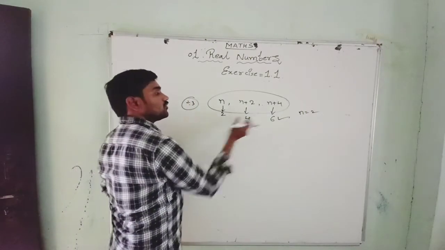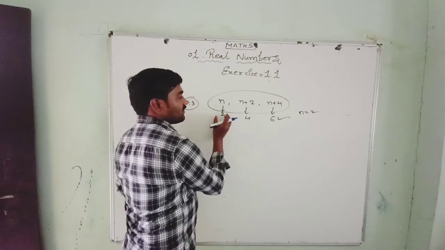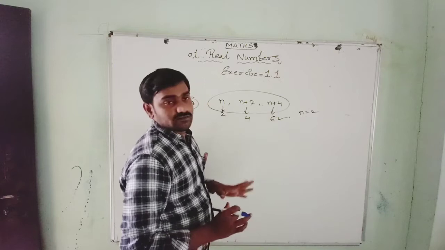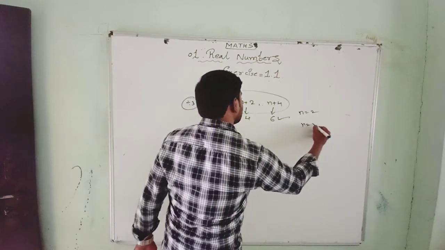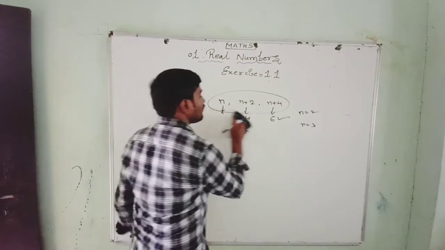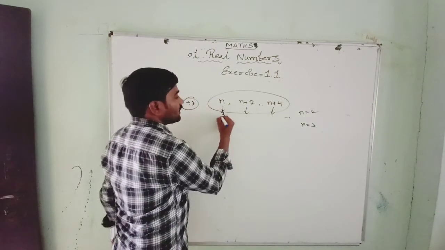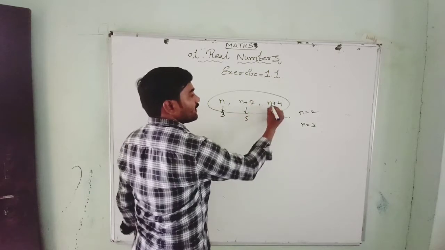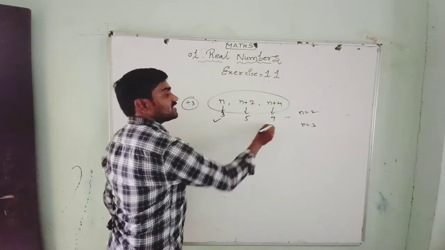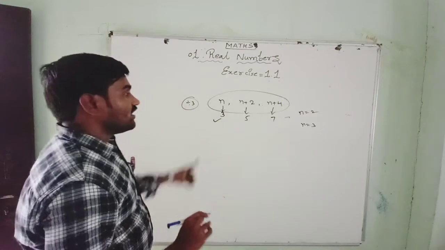So n equal to 2. The first one, n, and n plus 2 are not divisible, and only n plus 4 is divisible. Then let us take n equal to 3. So this becomes 3, and this is 3 plus 2, 5, and 3 plus 4, 7. See, only this 3 is divisible by 3, and 5 and 7 are not divisible by 3. Only one is divisible.